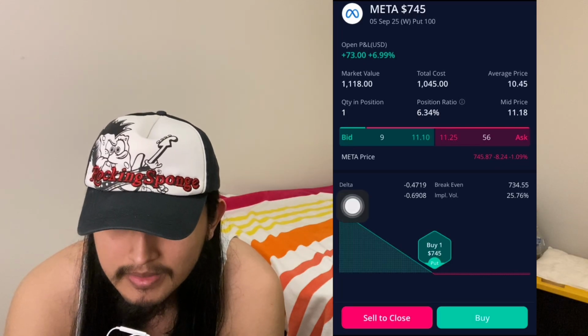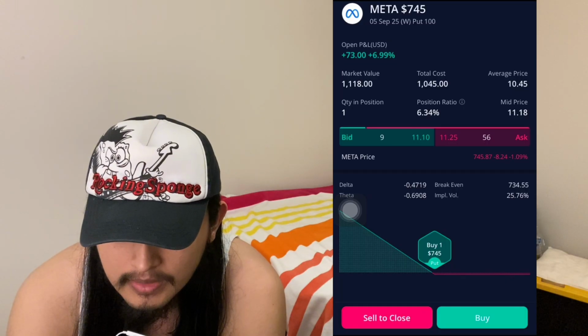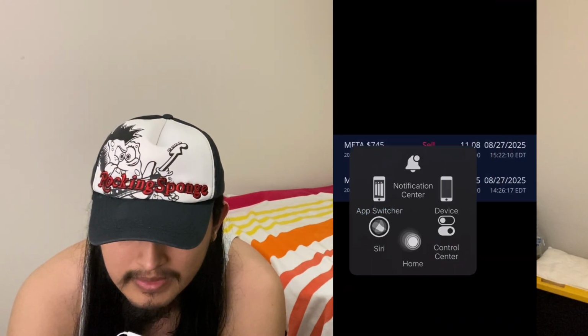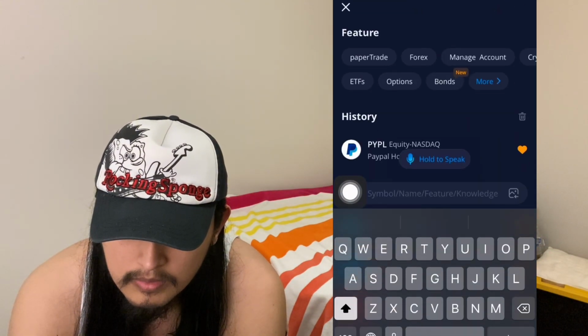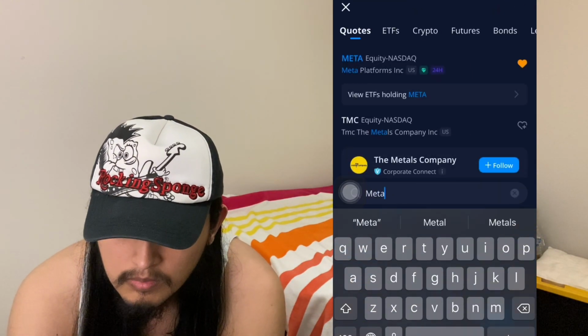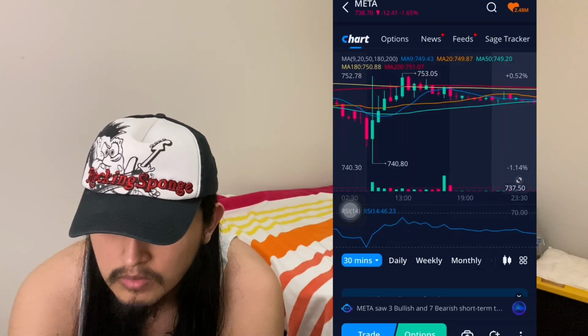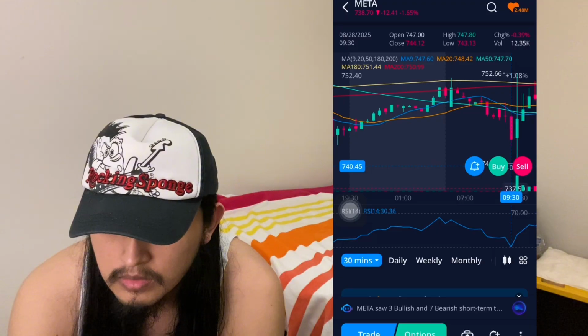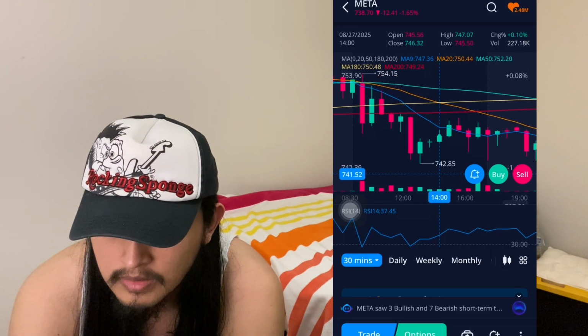How did I make $73 trading Meta put options? So looking at Meta on the 27th at 1426. Let's see, Meta on the 30-minute time chart, 1426. So not this candle, but this candle right here.